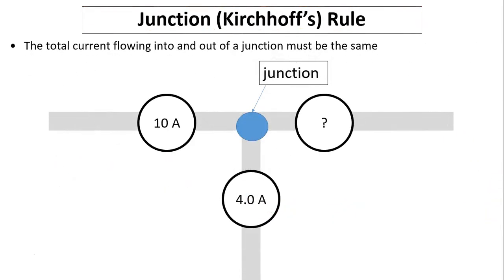Here is the junction rule. The junction rule applies to the current. Current equals I1 plus I2, and so forth. What the junction rule says is the total current flowing into and out of a junction must be the same. It's like a crossroad, right? Whatever comes in here is the same as the current getting out of here. Let's take a look. If you have 10 amps coming in and it goes down with 4, what has to be the current going to the right? It has to be 6 according to the junction rule.